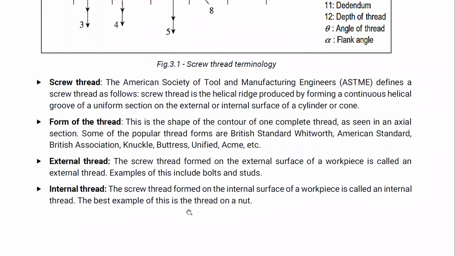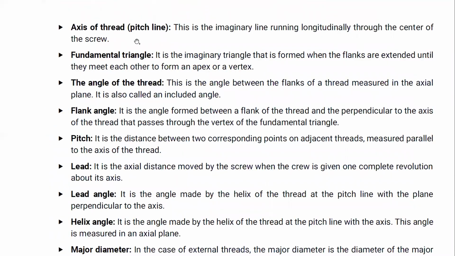The next portion is the axis of thread, that is the pitch line. This is the imaginary line running longitudinally through the center of the screw. Then the fundamental triangle: this is an imaginary triangle that is formed when the flanks are extended until they meet each other to form an apex or vertex. That we have seen after the curved portion, the top portion of the curved part is called the fundamental triangle.